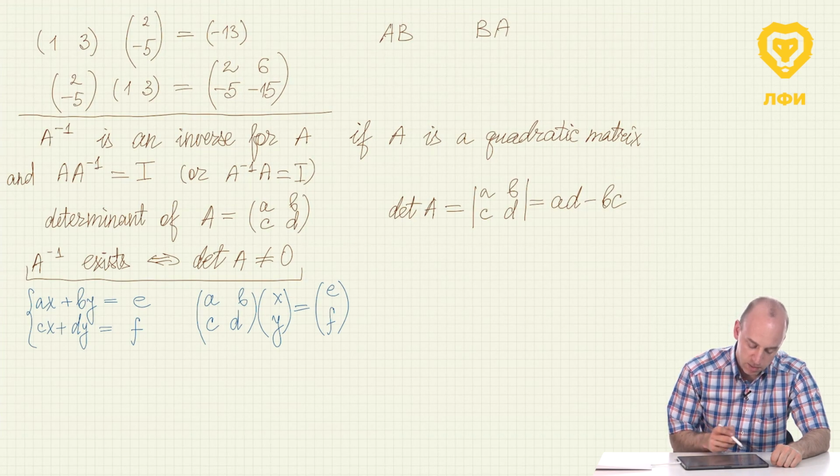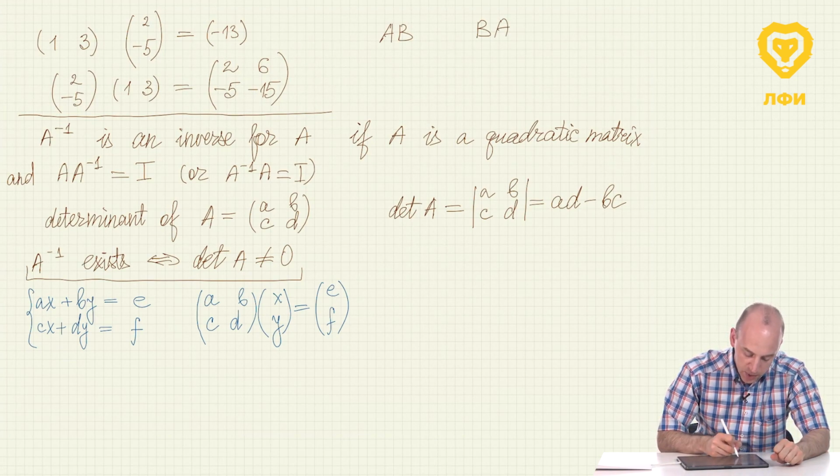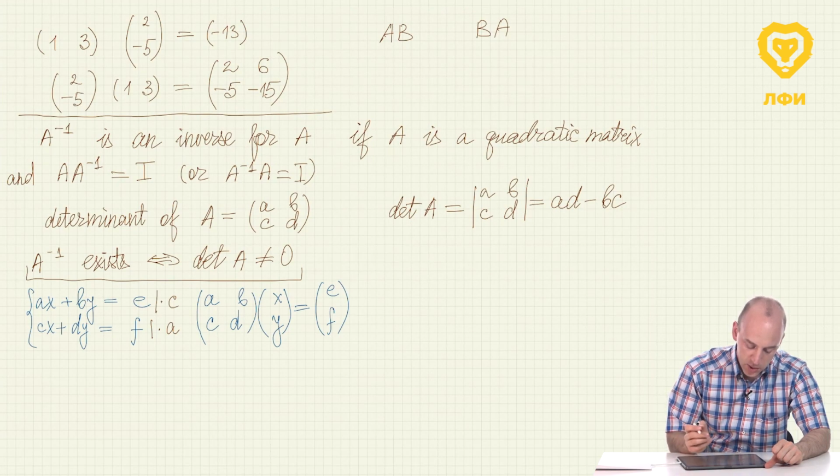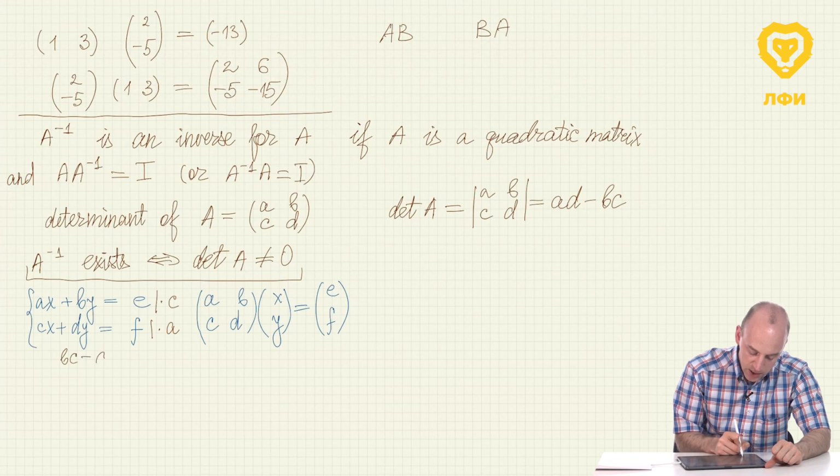Now let us solve this system of equations. Let's see how we can do it. First, I can multiply the first equation by c and the second equation by a, and subtract them from each other in order to get rid of x. Let's write down what is left. So apparently x's are cancelled with each other, and we'll get bc minus ad times y, and it is equal to ce minus af.